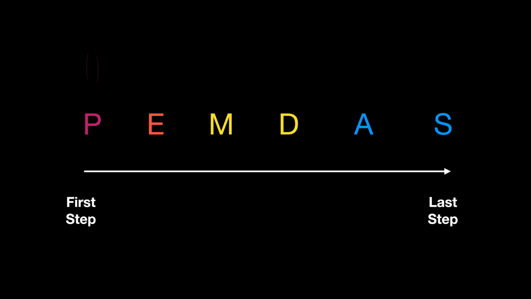P just means parentheses. So anything in parentheses, you're going to solve first. The second thing you'll move on to is anything with an exponent. Notice how they're color coded, because M and D are actually the same step, multiplication and division. That's the third step. And the last step is anything with addition or subtraction.